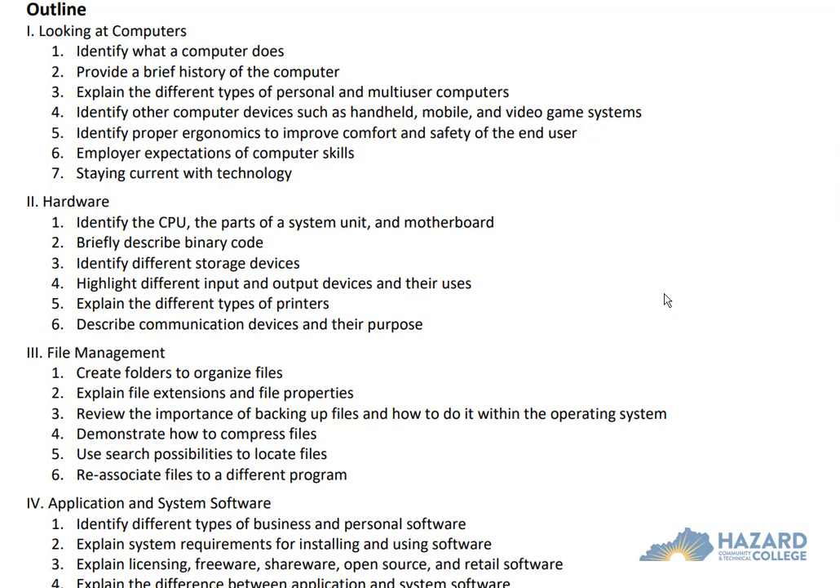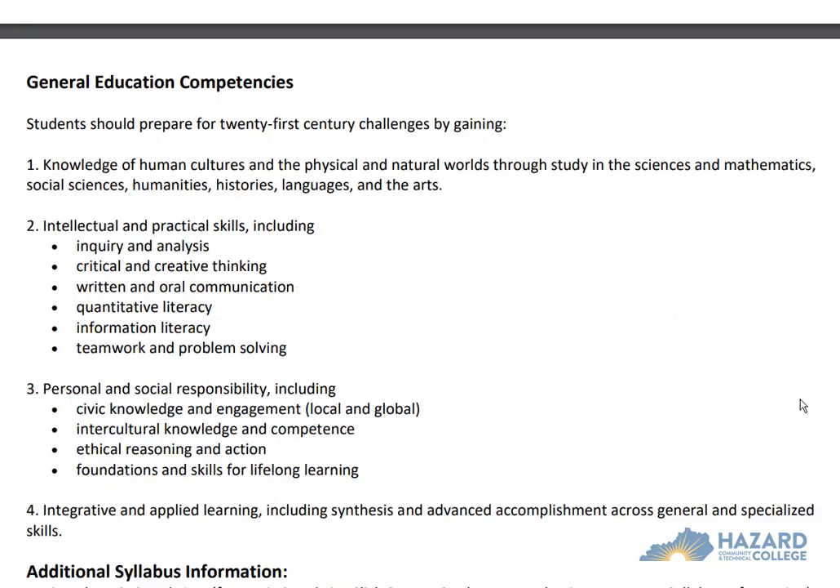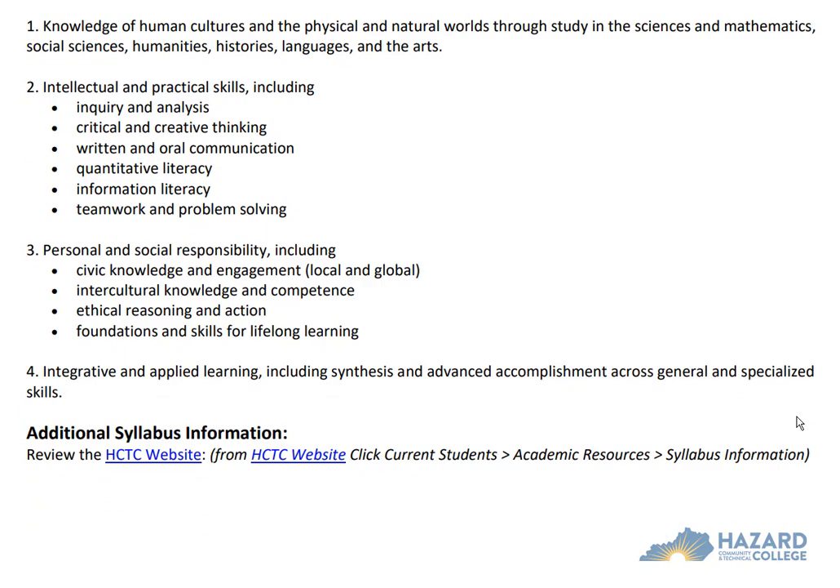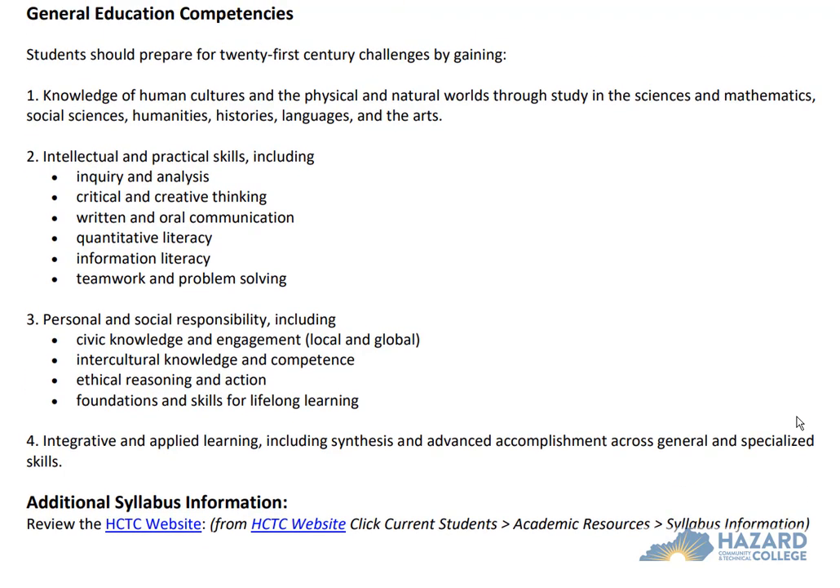This is the outline for the course. I'm not going to read it word for word, but you can look at it and it gives you an idea of all the different topics that will be covered throughout the course. And these are the general education competencies. Again, I'm not going to read these to you, but they give you an idea of the different areas that we cover. For additional syllabus information, make sure you contact or look at the HCTC website under Student Services, Academic Resources, and then Syllabus Information. If you click on the link within the syllabus, it'll take you directly to the Syllabus Information website.